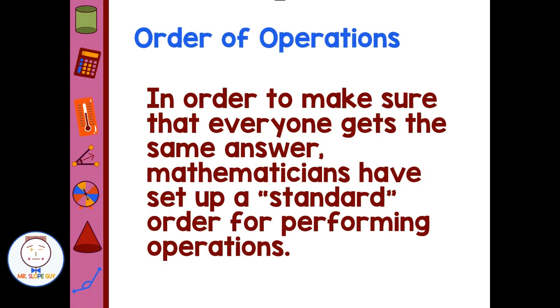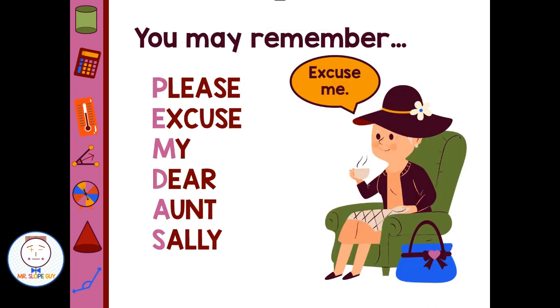Why is 19 correct? 19 is correct because in order to make sure that everyone gets the same answer, mathematicians have set up a standard order for performing operations. So we've come up with some rules so that we can all work out problems and get the exact same thing. So you may remember, please excuse my dear Aunt Sally.